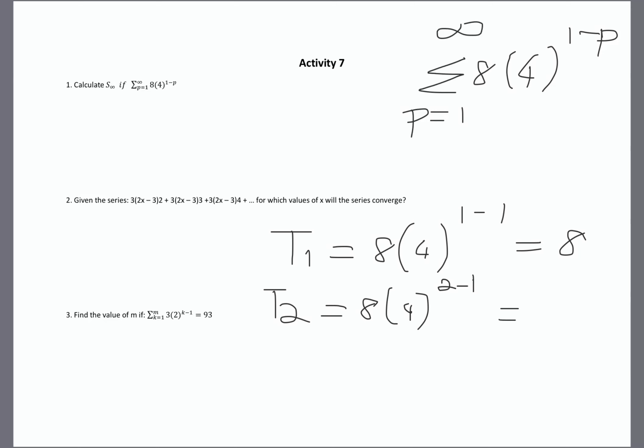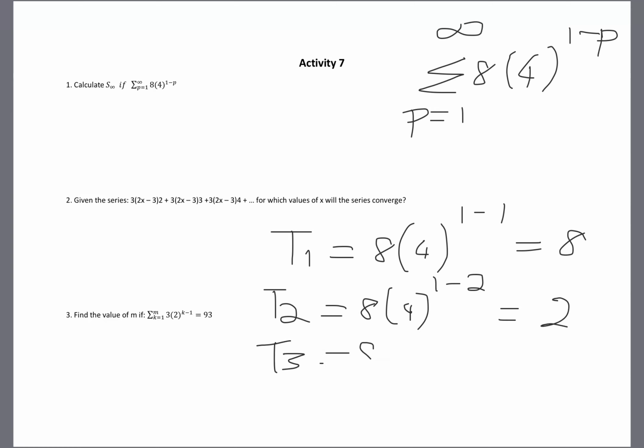My T2 is going to be? 2. I know. It's 32. Sorry, wait, I wrote that wrong. Oh. It's supposed to be 1 minus 2. So what's my T2 going to be? It's going to be 2. Yes. And my T3? Sorry, I know you're tired.